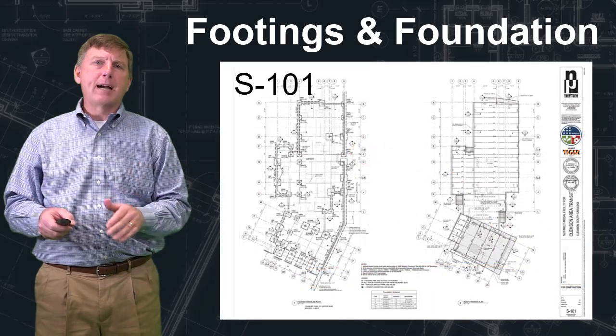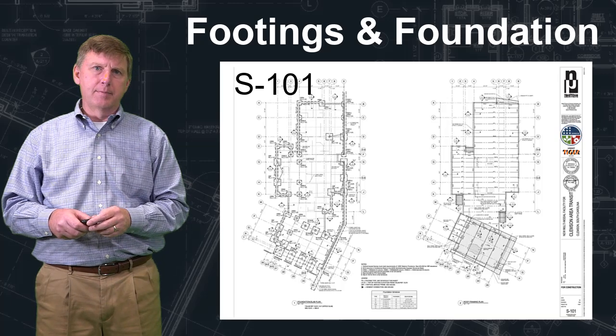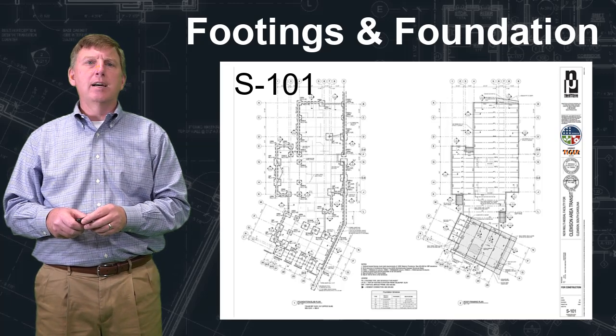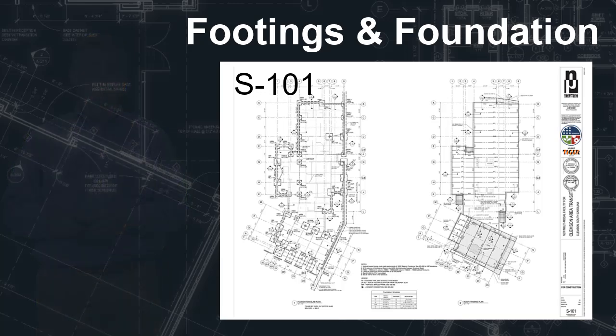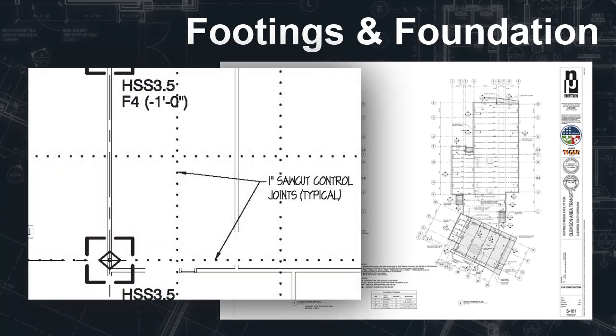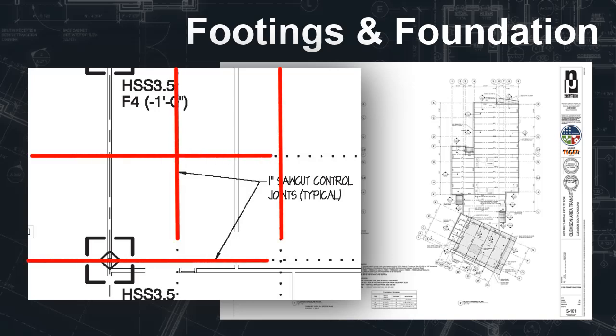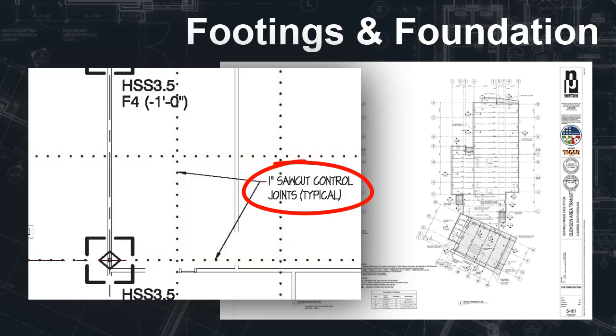Now let's flip back to S101 and look at one last thing. On this drawing, we have this thing called control joints. You can barely pick these up, but these are dotted lines that go across the slab in a grid pattern. And these are to indicate where you're going to saw cut to put control joints for the cracking of the concrete.